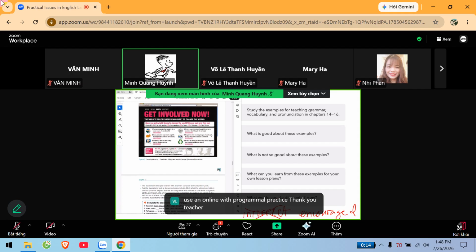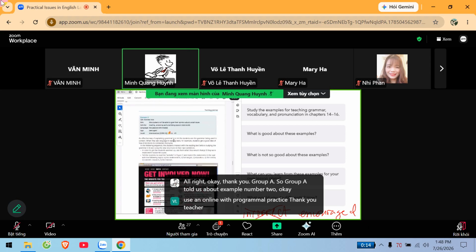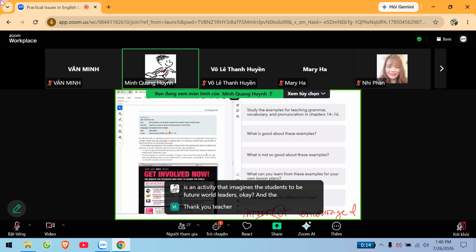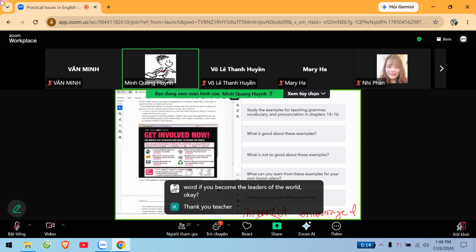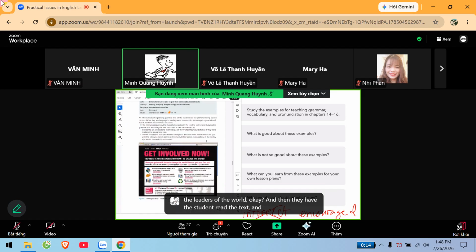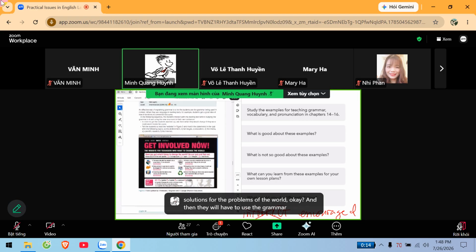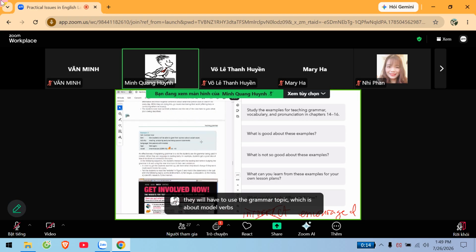Okay. Thank you, Group A. So Group A told us about example number 2. This is an activity that imagines the students to be future world leaders. The question is, how would you change the world if you became the leaders of the world? Then they have the students read the text, and the students will have a chance to imagine solutions for the problems of the world. Then they will have to use the grammar topic, which is about modal verbs, the passive with modals, right?